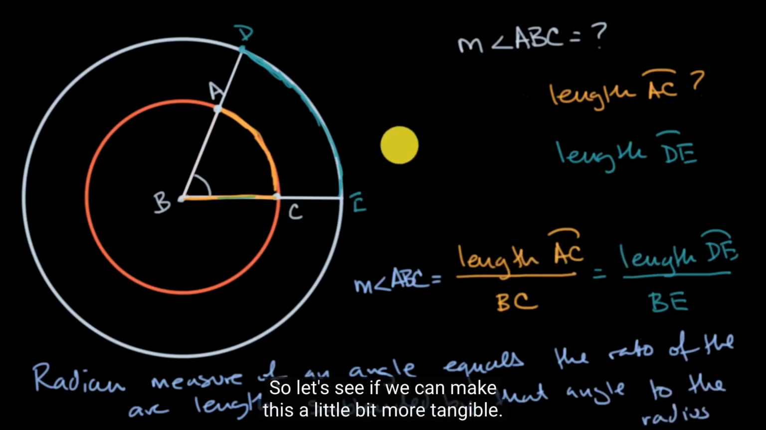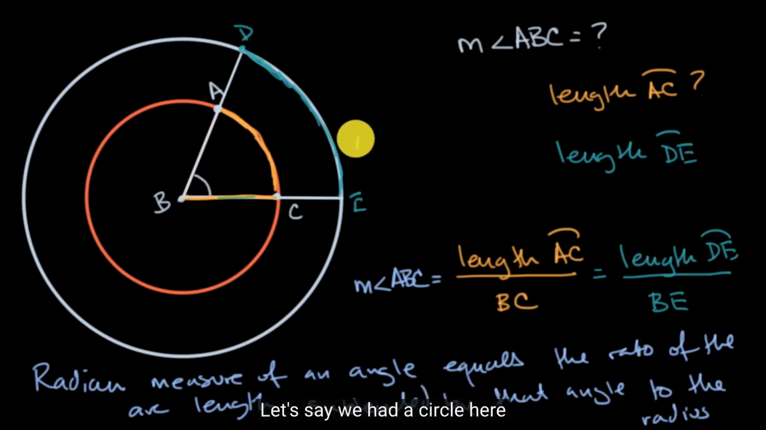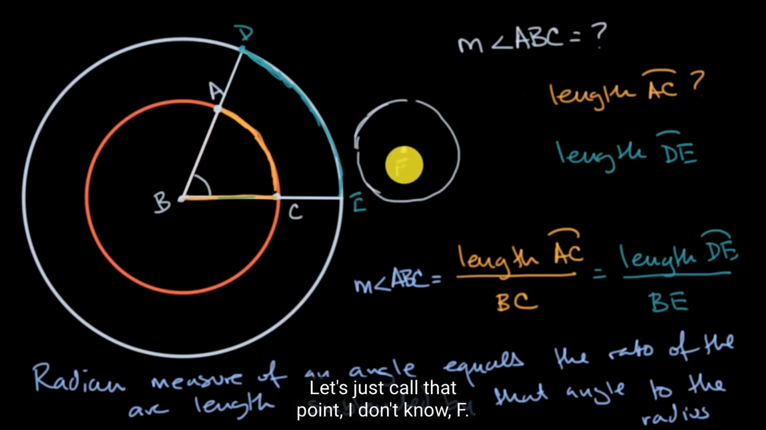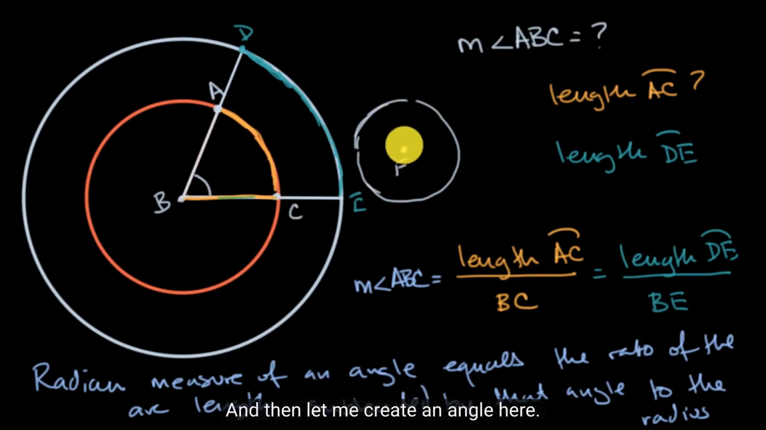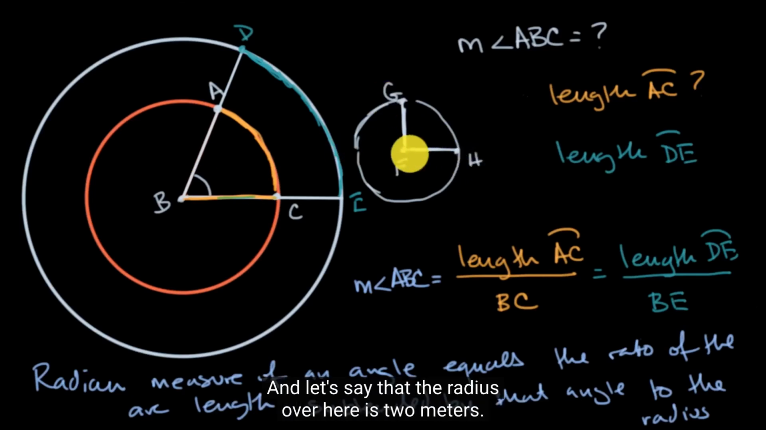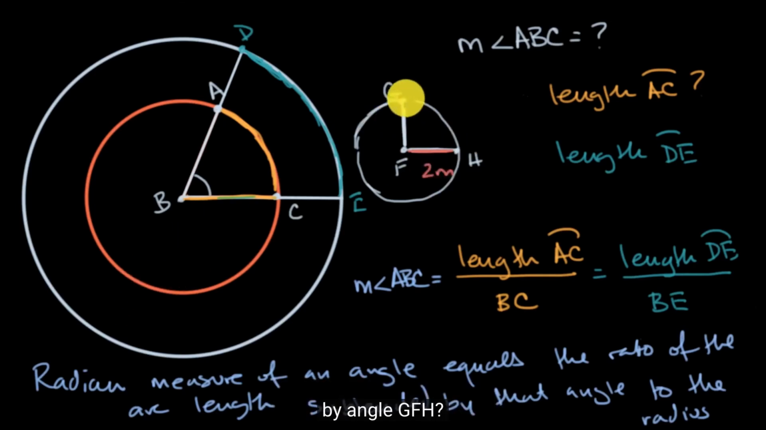So let's see if we can make this a little bit more tangible. Let's say we had a circle here and it has a central point. Let's just call that point F, and then let me create an angle here. And actually, I can make a right angle. So let's call that F, let's call this point G, and let's call this H. And let's say that the radius over here is 2 meters. And now what would be the length of the arc subtended by angle GFH?